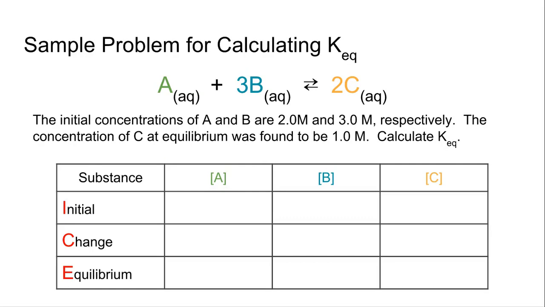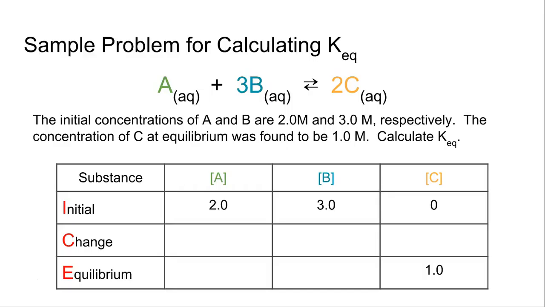So in this one, the initial concentrations of A and B are 2.0 molar and 3.0 molar, respectively. The concentration of C at equilibrium was found to be 1.0 molar. We're going to use this information to calculate Keq. So let's write down what we know in the table. We know the initial concentrations of A and B are 2.0 and 3.0, and I told you that C was equal to 0 at the beginning in this simple way of going through this in Chemistry 1. We also know that C was found at equilibrium to be 1.0 molar, so we have everything we need.